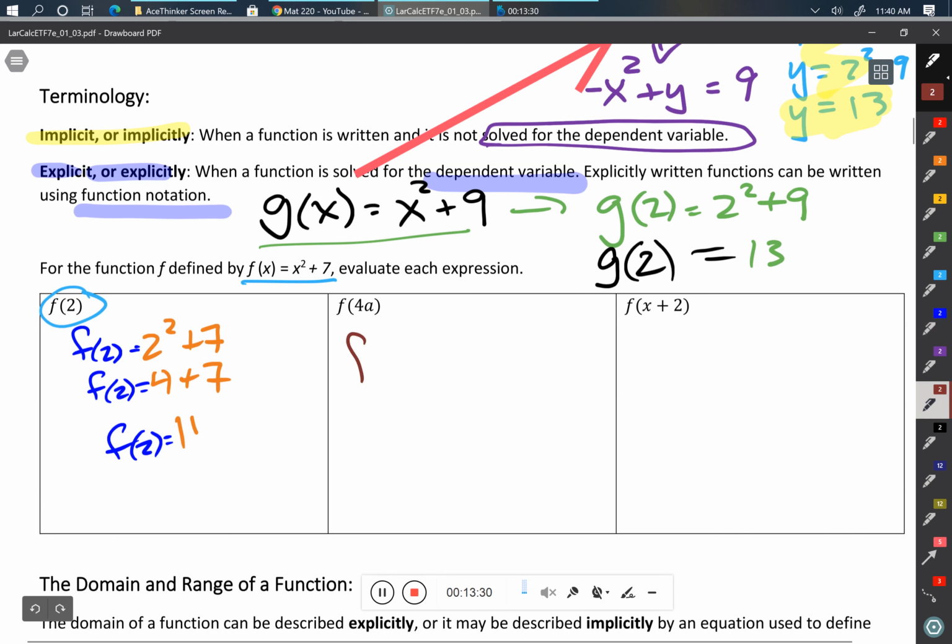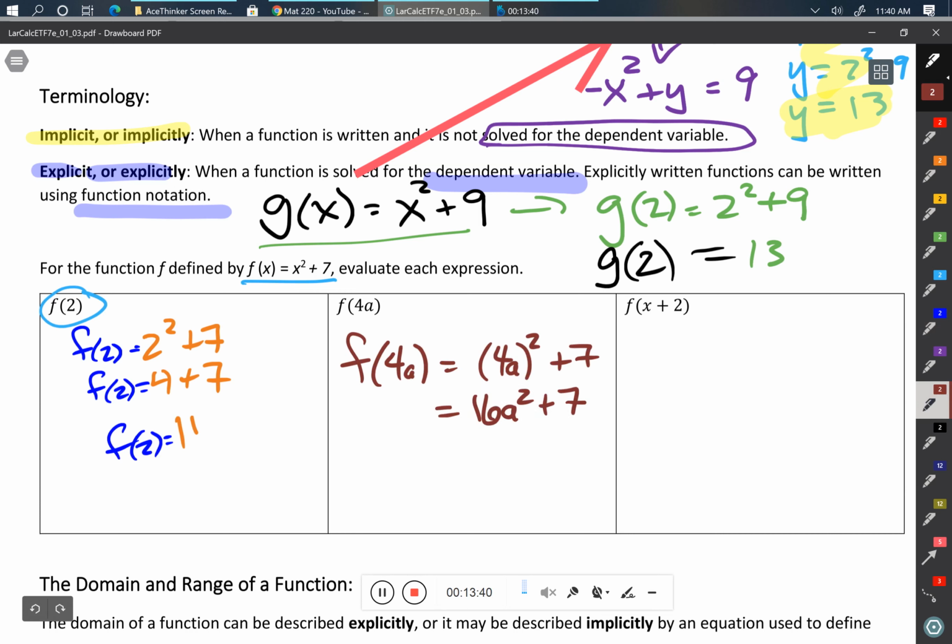So f of 4a, 4a squared plus 7, 16a squared plus 7. So f of 4a is 16a squared plus 7. I can't simplify it any further because I have two terms. One is a constant, 7, and the other is a variable term on the variable a. So they can't be combined.